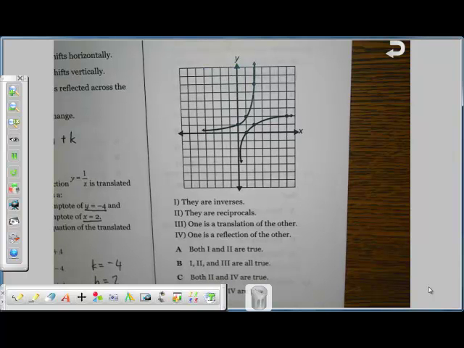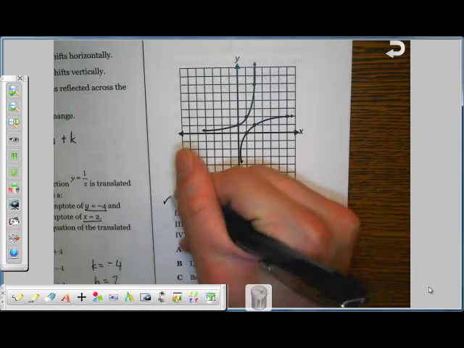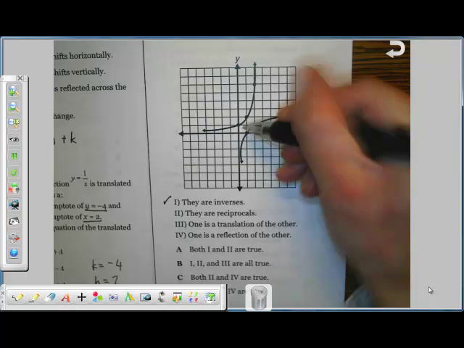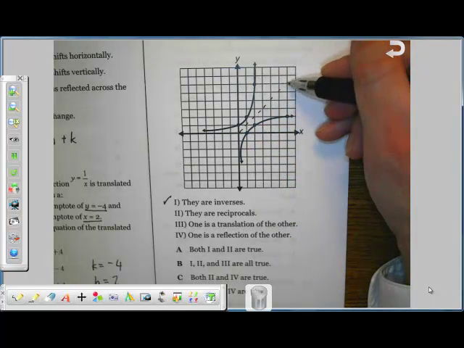Now, number 9 is what is a logic. Okay? There are 4 choices, or there are 4 logical statements. What you need to do is you need to evaluate each of them as true. So the first statement, of the 2 curves, are they inverses? This is true. This is true because these 2 lines, or these 2 curves, are reflected across the line y equals x.